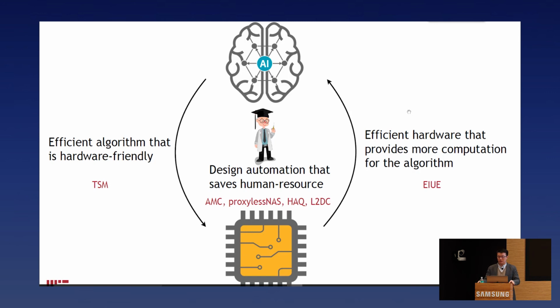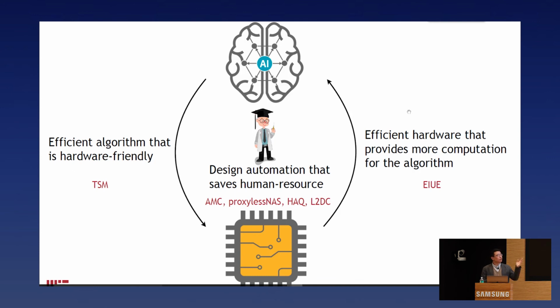And then we talk about the efficient hardware that provides more computation for the algorithm. For example, the efficient intersection unit that can potentially sit close to the memory to help you filter out a lot of the redundant memory access for those sparse linear algebra or sparse workloads.